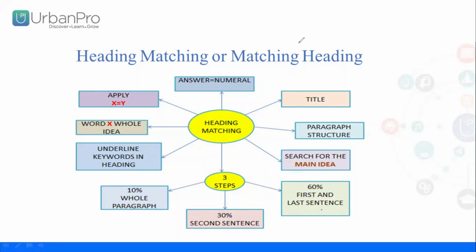So let's say if I take 100 candidates, 50 candidates can answer based on the first and last sentence, but other candidates should read the whole paragraph, then only they can answer the question. So you can apply the 3 steps method. It's not compulsory that the main idea is always in the first sentence. Sometimes the main idea is in the middle of the paragraph also. So fix this 3 step method for heading matching question and apply this and tell me the score.